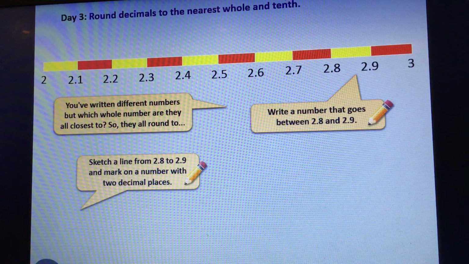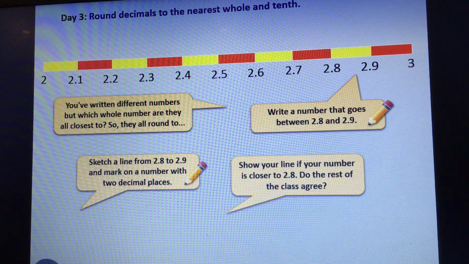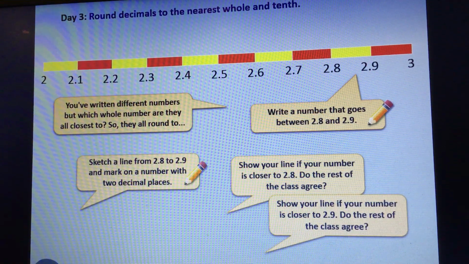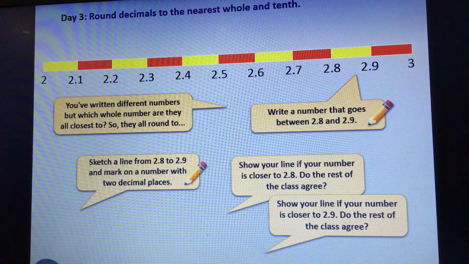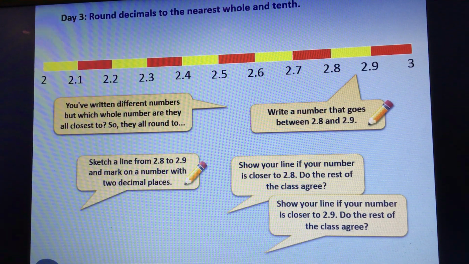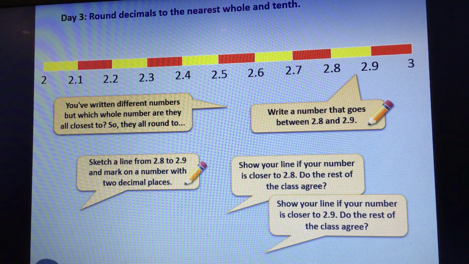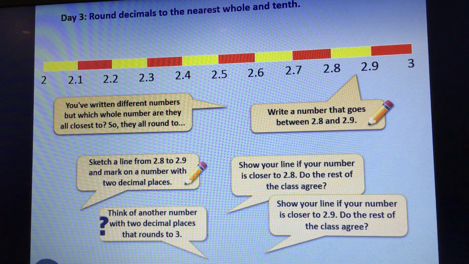Show your line. You don't have to show me. I can't see. The class aren't here. But hopefully you should know whether your number is closer to 2.8 or 2.9. It's closer to 2.8 if it is less than 2.85, and it is closer to 2.9 if it is more than 2.85. Okay. Now, think of another number with 2 decimal places that rounds to 3.